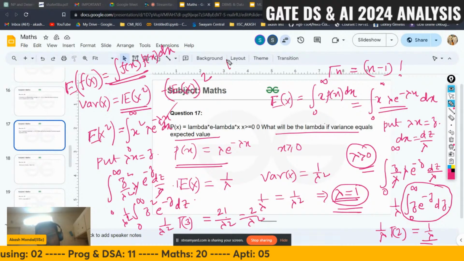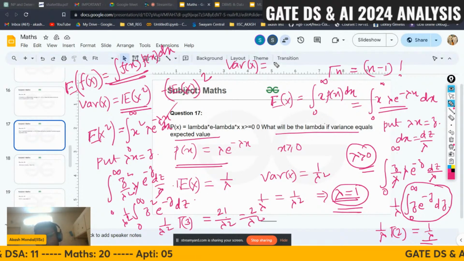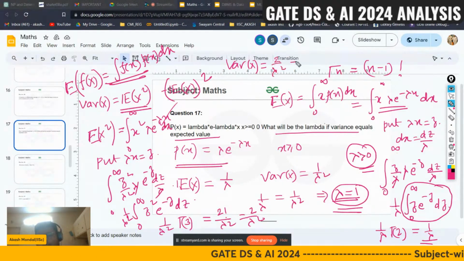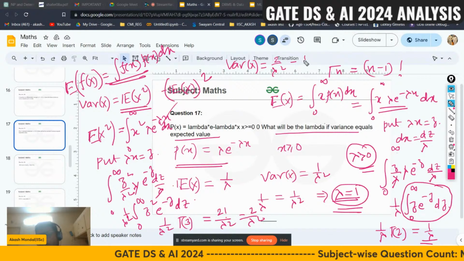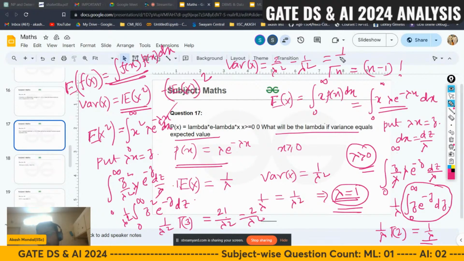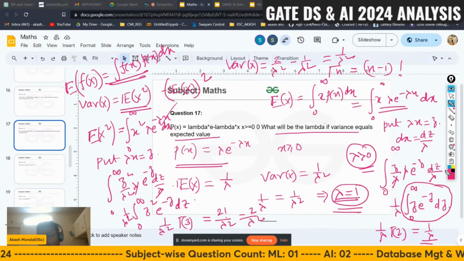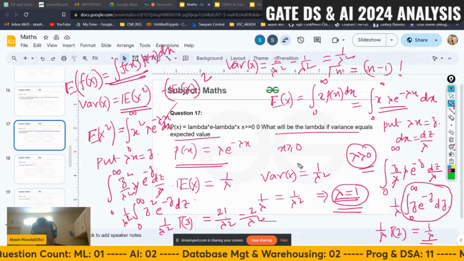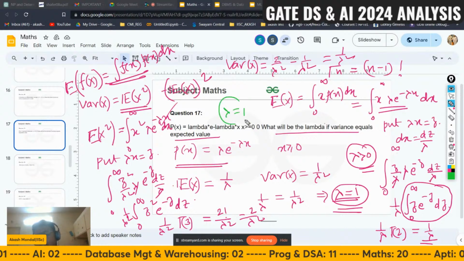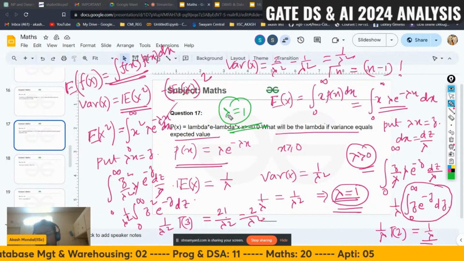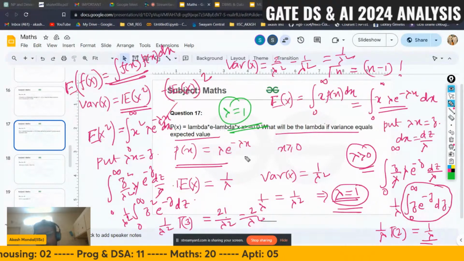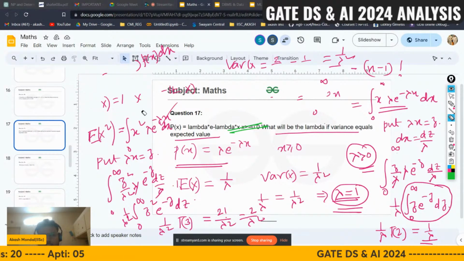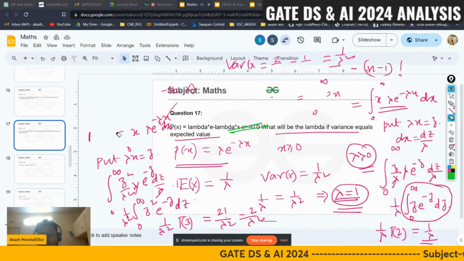Now variance of x is nothing but expected value of x square, which is 2 by lambda square, minus expectation of x whole square, which is 1 by lambda square. So this is nothing but 1 by lambda square. So the variance is 1 by lambda square, and the mean is again 1 by lambda, right? So they are the same, so you just need to compute the value of lambda. So lambda is equal to 1 is the answer to this question. Again, this is a straightforward question. If you know the exponential distribution, you can easily compute the value of lambda. This one is an easy question, a basic probability question.